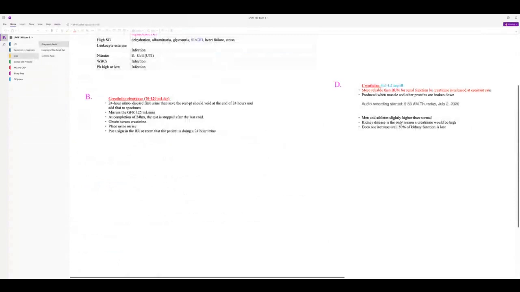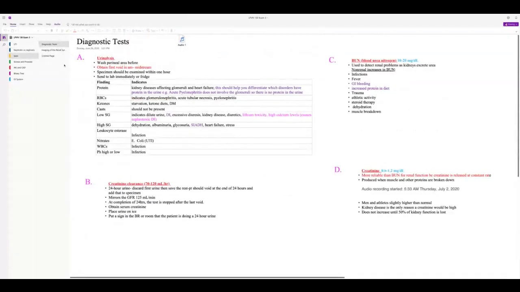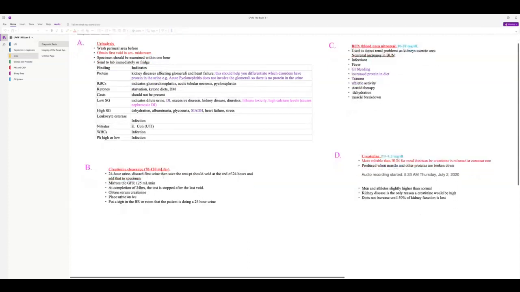All right, here are the diagnostic tests. I kind of already went over the UA. And so you're going to need to know, like, protein you would see in glomerulonephritis, red blood cells you would see in glomerulonephritis. Leukocyte esterase, you would see an infection. Nitrates, you would see an infection. And WBCs, an infection. pH high or low, you would see an infection.